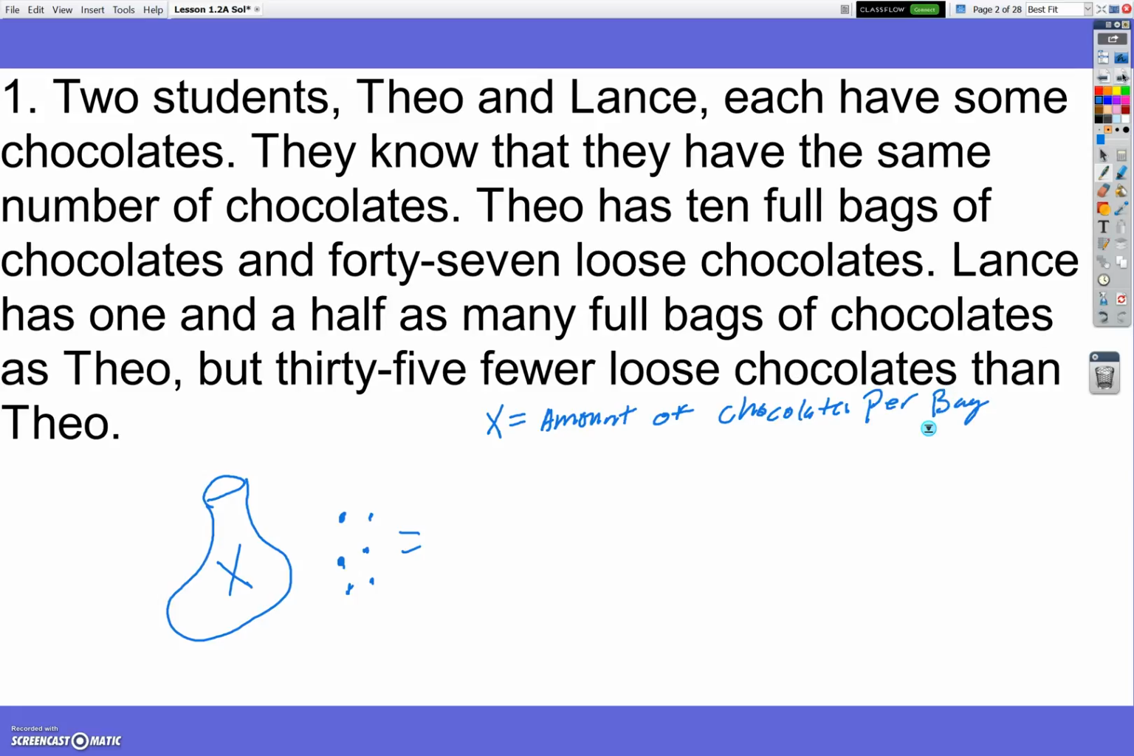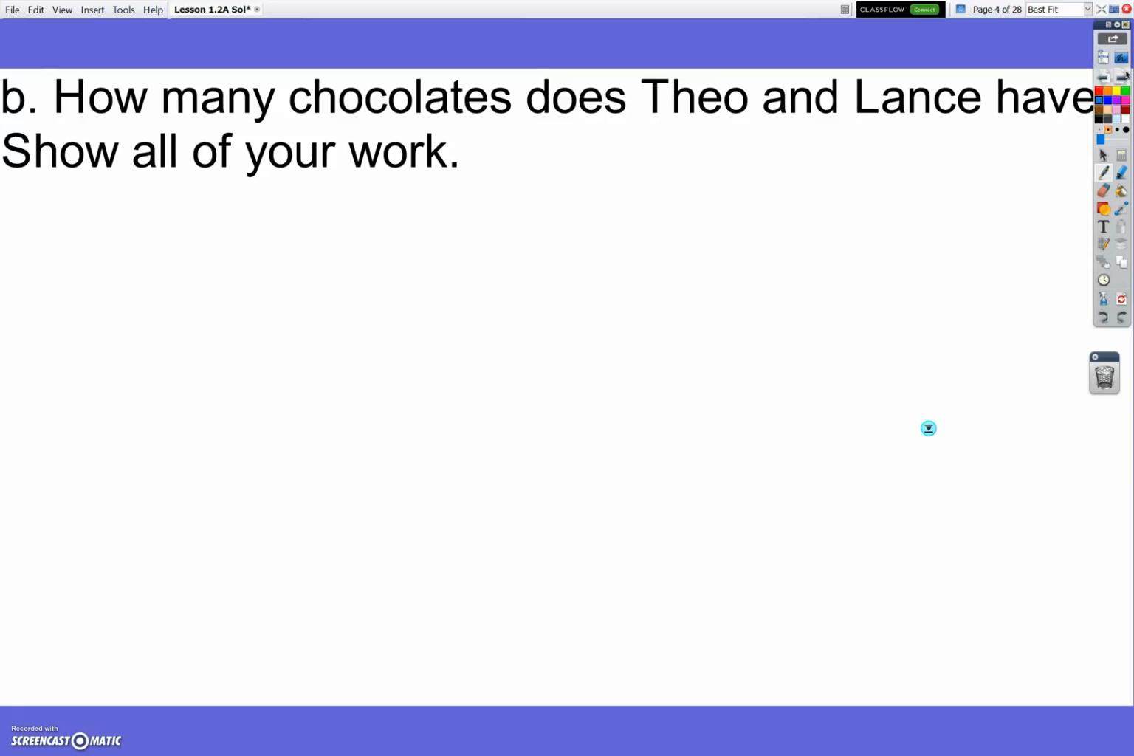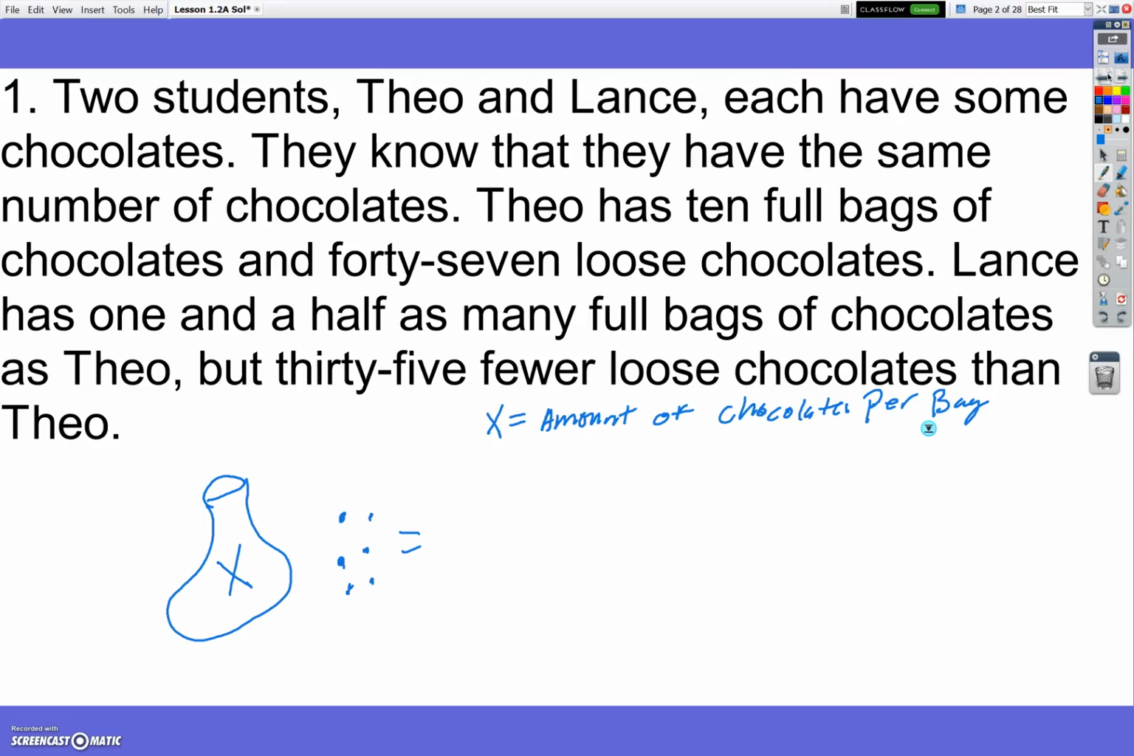Alright, so now what it wants us to do is, how many chocolates does Theo and Lance have? Show all your work. So let's go ahead and look at this and create two equations. So it says, they have the same number of chocolates, so I know that they're going to be equal to each other. Okay, Theo has 10 full bags of chocolate, and 47 loose pieces of chocolate. So just individual pieces of chocolate.